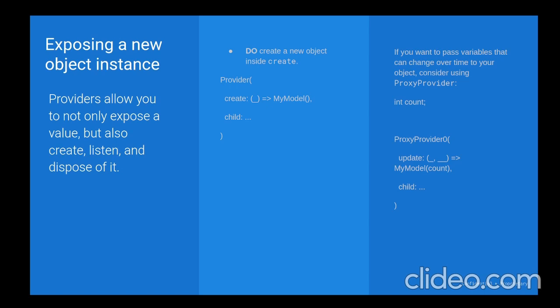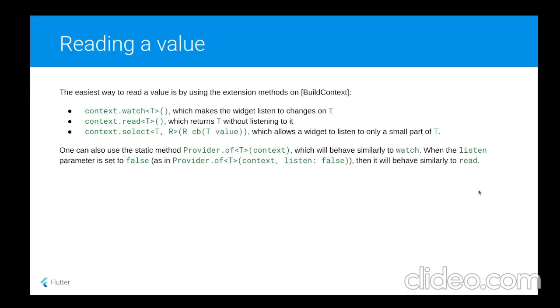So yeah, do create a new object inside create. This is how provider will work. We'll look into this, but this is just a very basic syntax. And if you want to pass variables that can change over time to your object, consider using proxy provider. So this is getting more into the syntax, but we'll look into this. But right now let's not get confused with all the syntax and stuff. We'll have to look into the syntax, but right now the concept is more important, of how providers work.